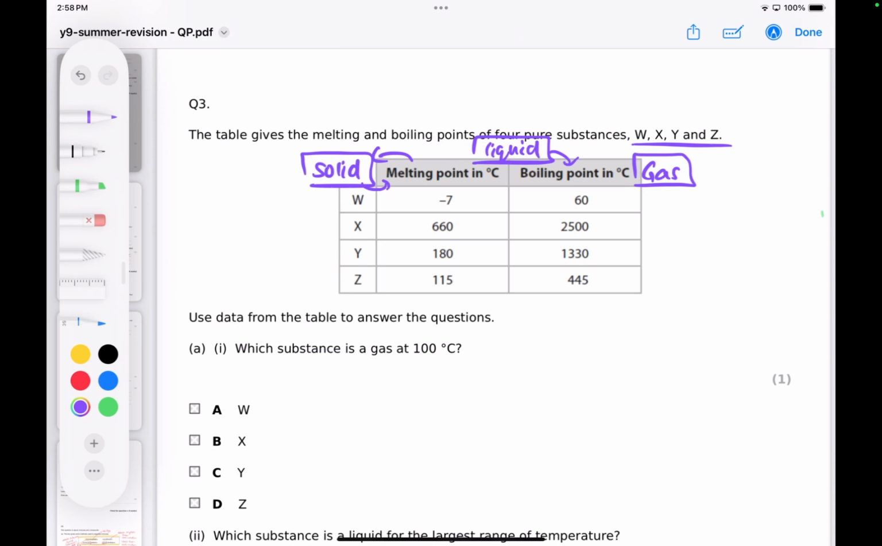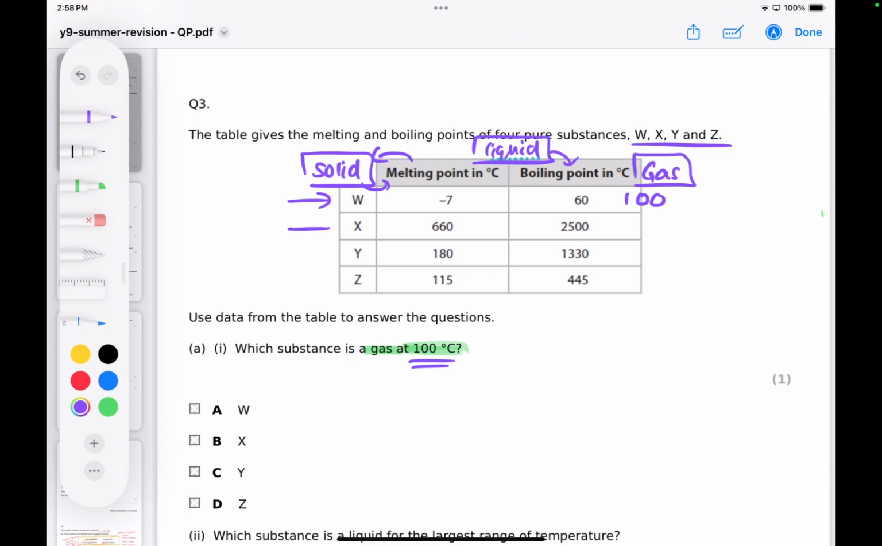With the first question, we are looking for a gas that exists at 100 degrees Celsius. So I'm trying to put the value of 100 in each row. I'm going to look at W first. Where would 100 fit? It will not fit before -7, it's way too big for that. It cannot be between -7 and 60. So the only place that the value of 100 can exist is after 60.